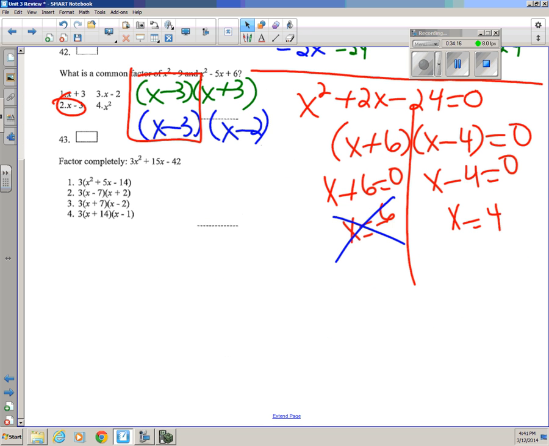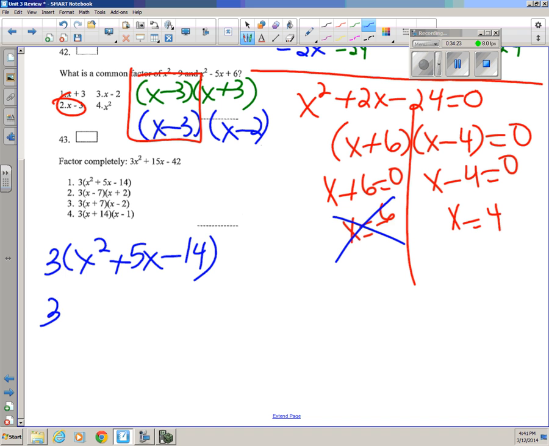Factor completely. GCF, pull out a 3. X squared plus 5x minus 14. I am inside the parenthesis. X plus 7, x minus 2. Choice 3.